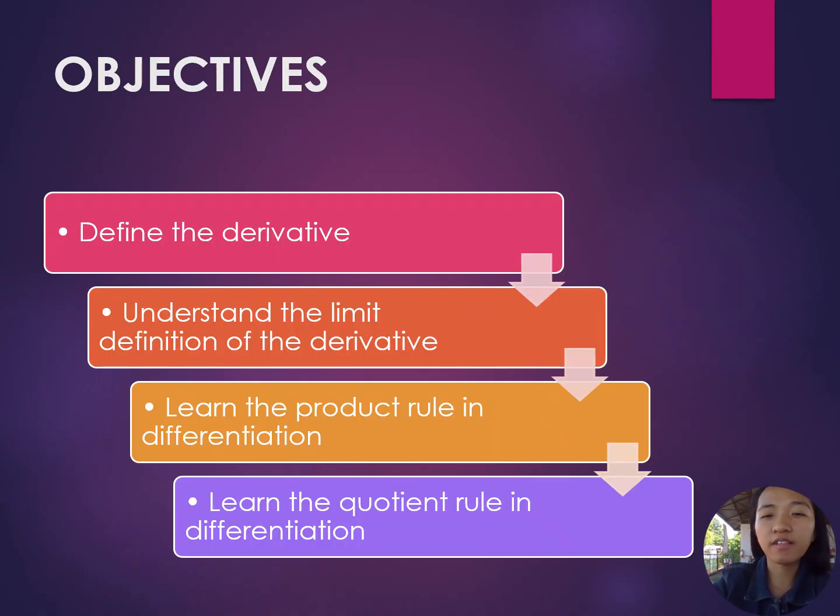So in this presentation, we aim to achieve three objectives. First is to define the derivative and understand its meaning, or understand the limit definition of the derivative. Second is to learn how to use the product rule in differentiating functions. Then third is to understand the quotient rule, which is used when differentiating functions that are divided.